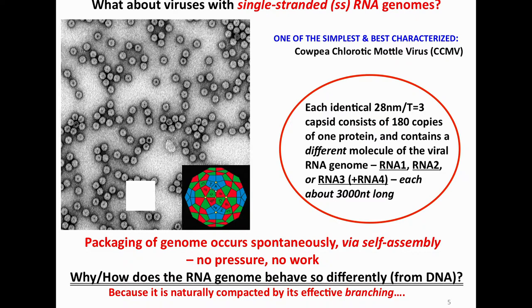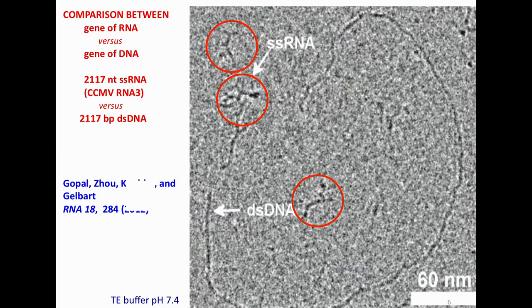We've just heard about what allows this packaging to occur spontaneously, namely that the RNA, unlike DNA, is already compactified before you add capsid protein and try to protect it. This is a cryo-electron micrograph from Ajay Gopal's work.